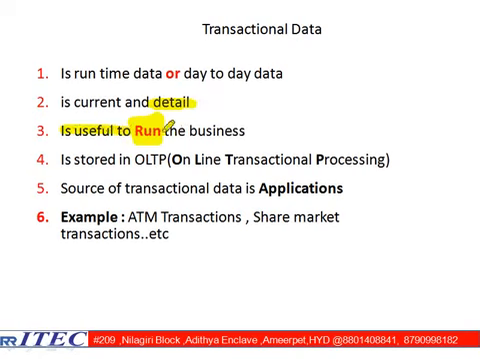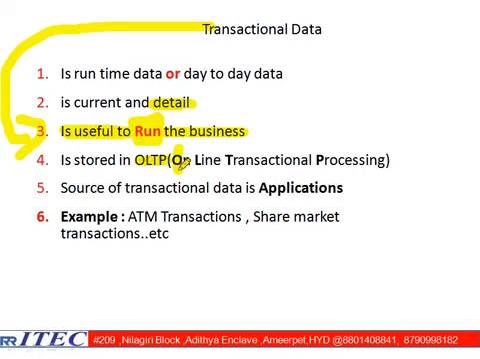Right, it is useful to run the business. What is the main purpose of transaction data, sir? The main purpose of transactional data is to run our business. Now, this transaction data is stored in one database. The database is known as OLTP.